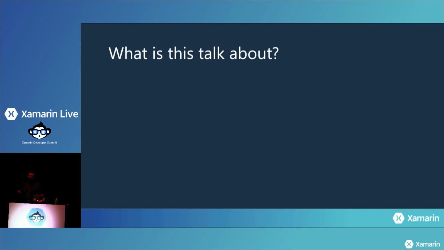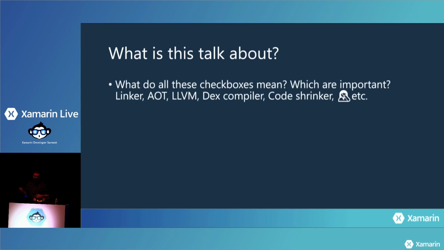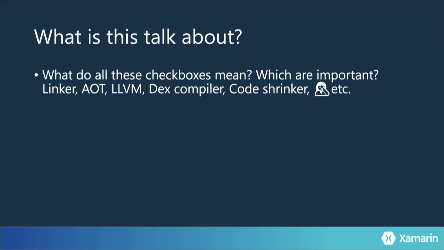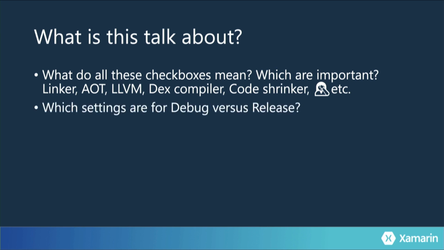So why are we here? There are a lot of checkboxes. If you've looked in the options menu of a Xamarin Android project, there are scary words, like linker, AOT, LLVM, DEX compiler. Some of these are new. And who really knows what all those mean except for maybe me, right? So we're going to try to explain what a lot of these things are.